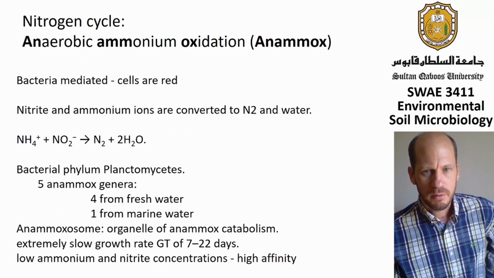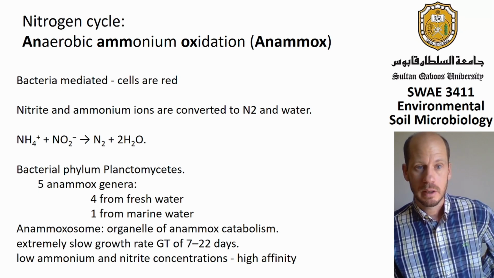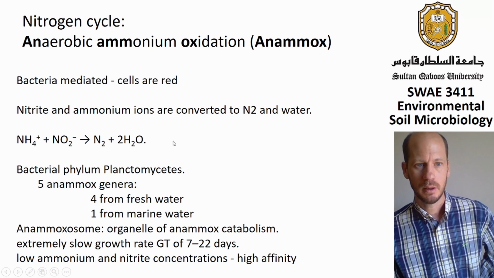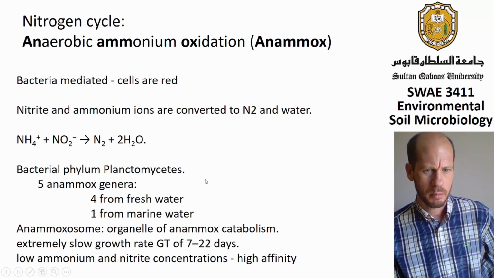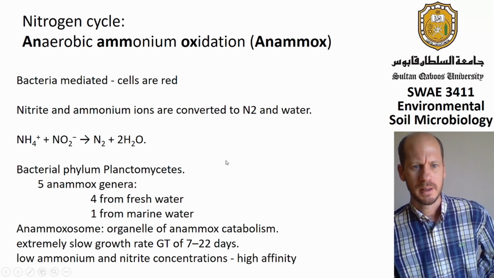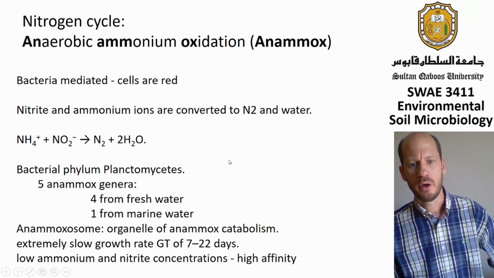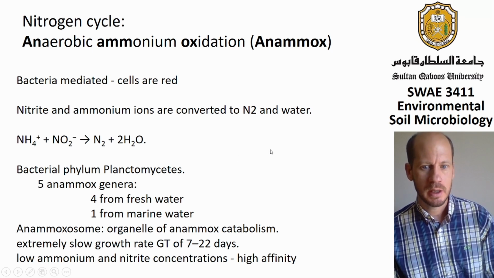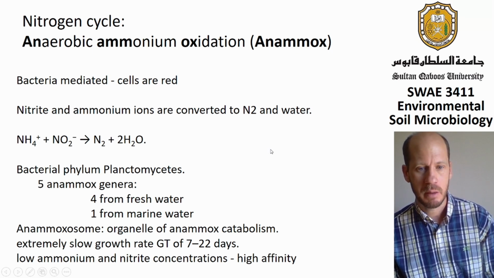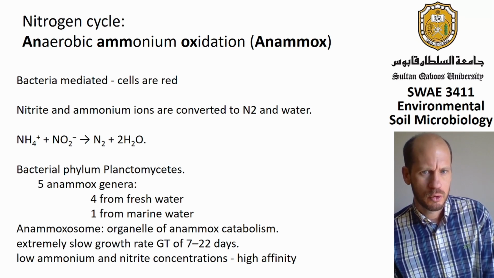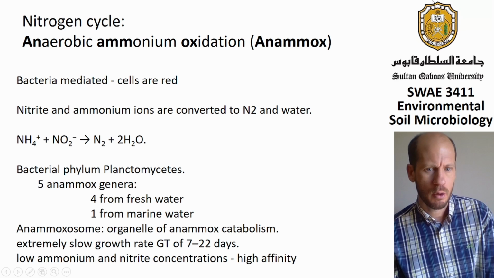Another part of the nitrogen cycle that is only recently described is Anammox, anaerobic ammonium oxidation. This was only discovered in 1999. The reason that this was not known before is because these microbes are hard to culture. They're slow-growing microbes with generation times between 7 and 22 days. So it takes weeks sometimes for doubling the biomass of these microbes in culture media. These are anaerobic microbes.